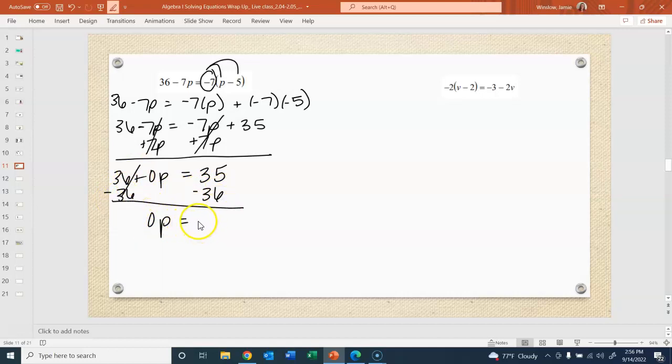0p equals -1. So 0p, that's 0, right? Does 0 equal -1? No, never. So whenever you get down to a solution that doesn't make sense like that, we say there is no solution. And when we look at graphing, we'll see that this does not cross the x-axis. So just be careful, double check your math, because we want to make sure we actually do get something that doesn't make sense, and then we say it's no solution.